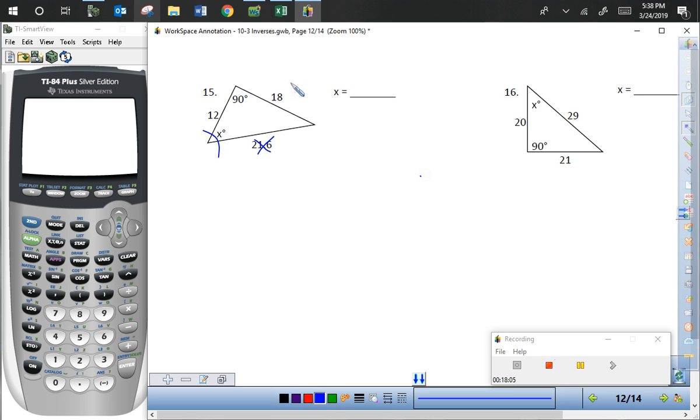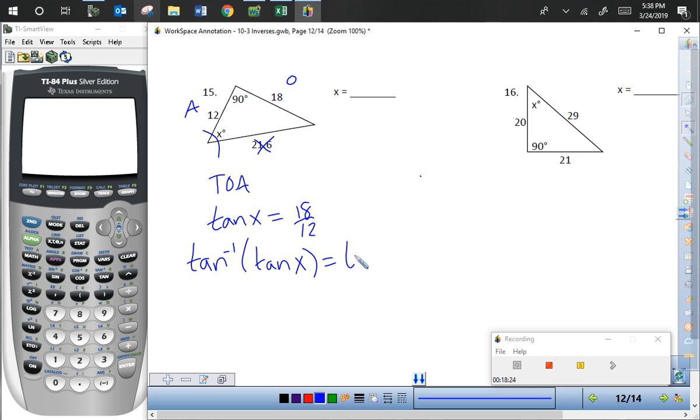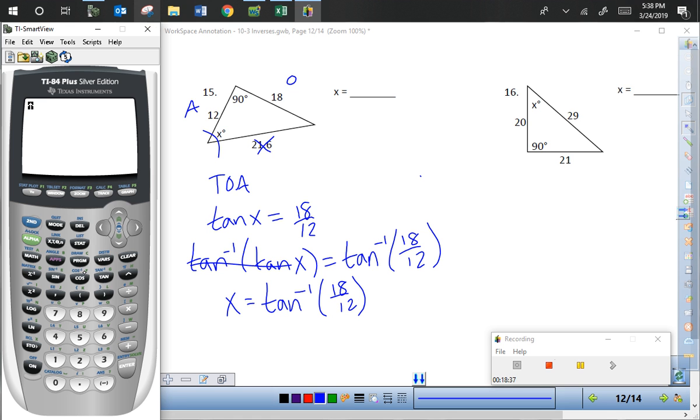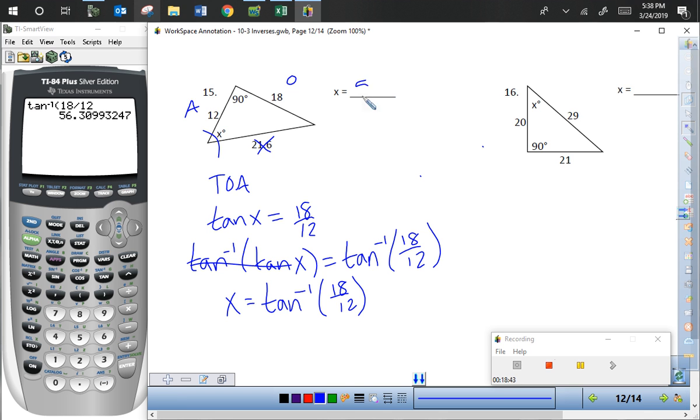Here, in this case, we would have opposite and adjacent, and so that would tell me to use tangent. So tangent of the angle x equals 18 over 12. To get rid of this, we're using the inverse tangent on both sides. And we're left with x equals the inverse tangent of that 18 over 12. So inverse tangent of 18 divided by 12 is about 56.3 degrees.